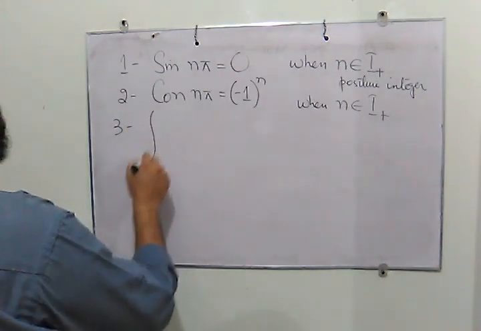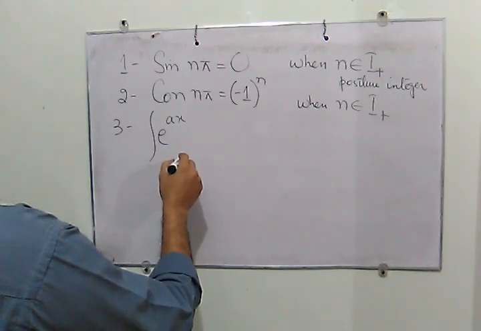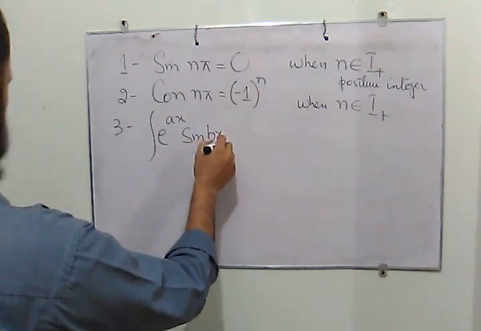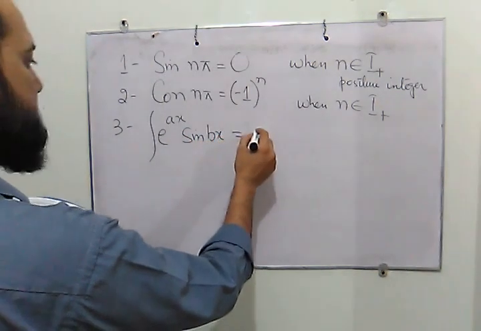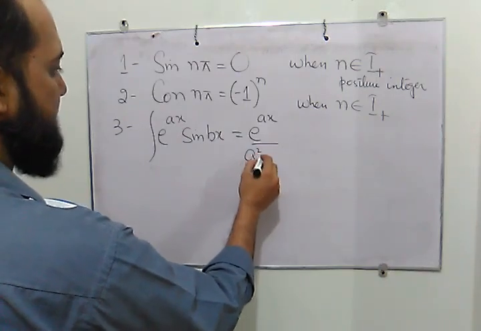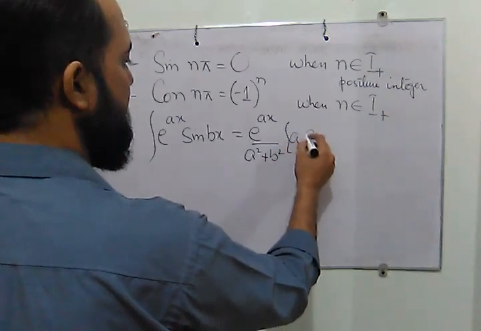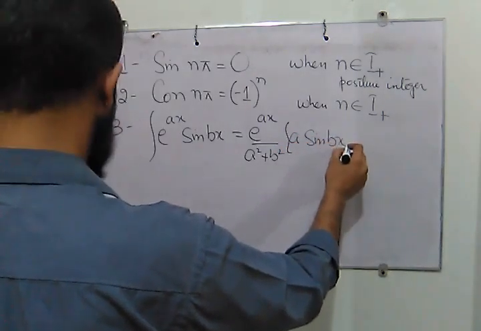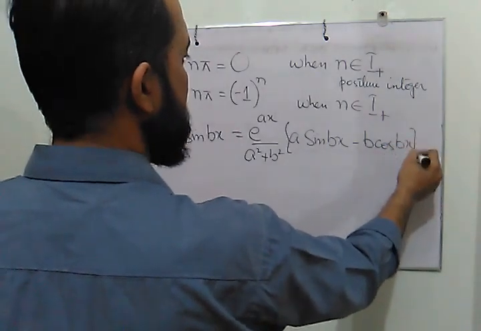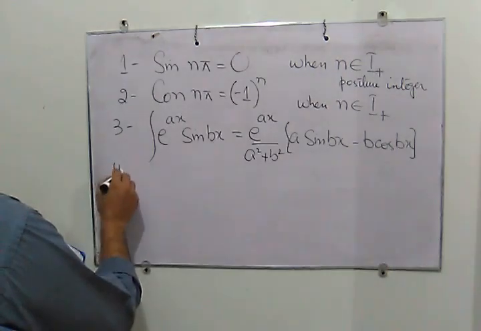Third is, if we have an integral like this, e to the power ax sin bx, then this will become e^ax upon a square plus b square, times a sin bx minus b cos bx. These are some integrals which we are going to use in the Fourier series.